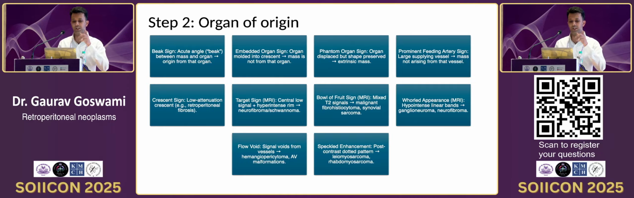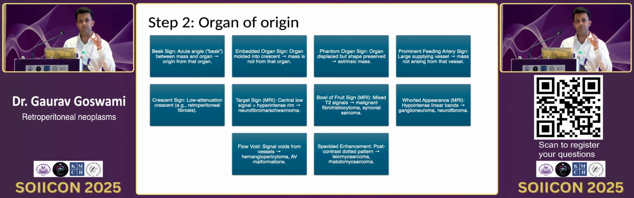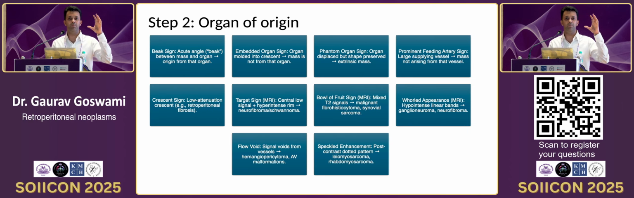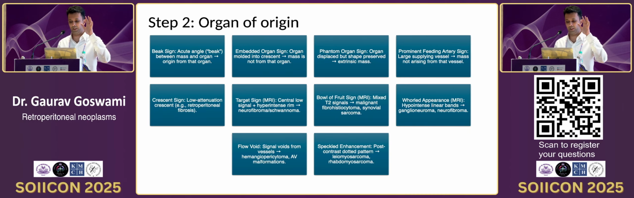Beak sign, which creates an acute angle between the mass and the organ, indicating the mass originates from that particular organ. Second is the embedded organ sign, where the organ is molded within a crescent of the mass, and the mass is primarily not from that organ. Third is the phantom organ sign, where the organ is displaced and small but the mass size is very large. This is called the phantom organ sign.